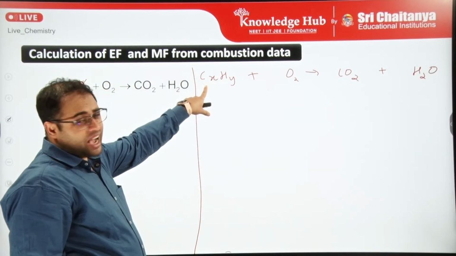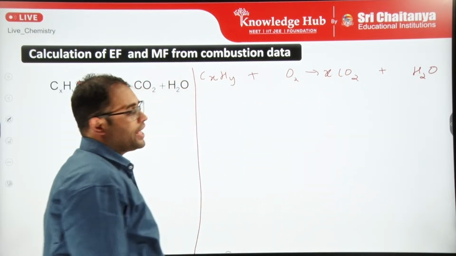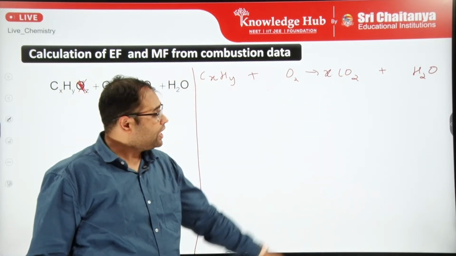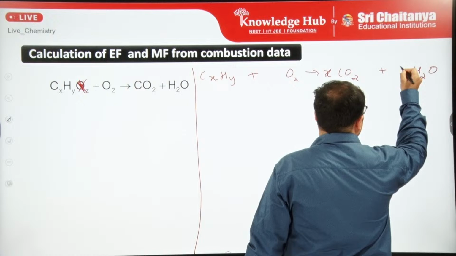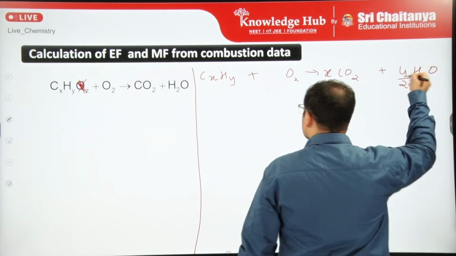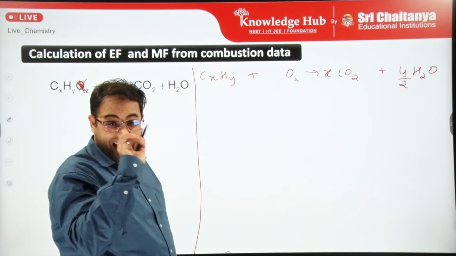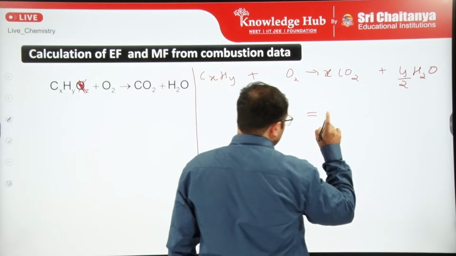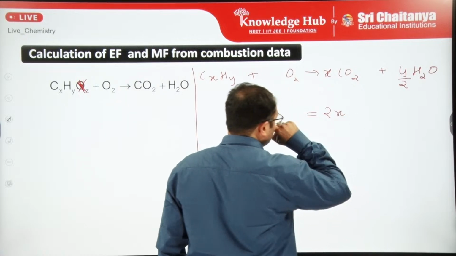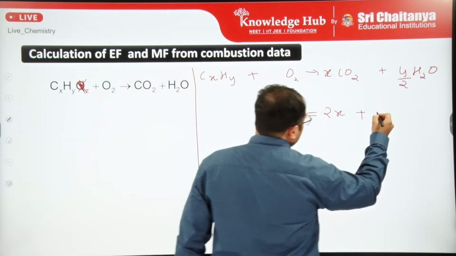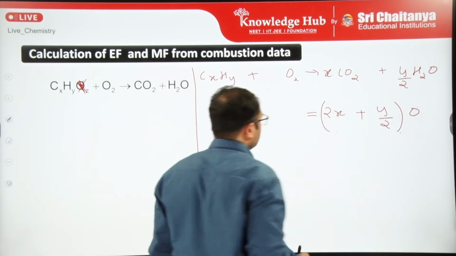So see, as many carbon atoms are there, that many molecules of CO2 will be formed. So you can put x here. Hydrogen is y, but in this molecule we have 2 hydrogens. To make it y hydrogens, I can multiply it by y by 2, 2 cancels, you will get y hydrogens. Now how many oxygen atoms are there here? Check. Remember, I am talking about oxygen atoms. So here is 2x plus y by 2 oxygen atoms.